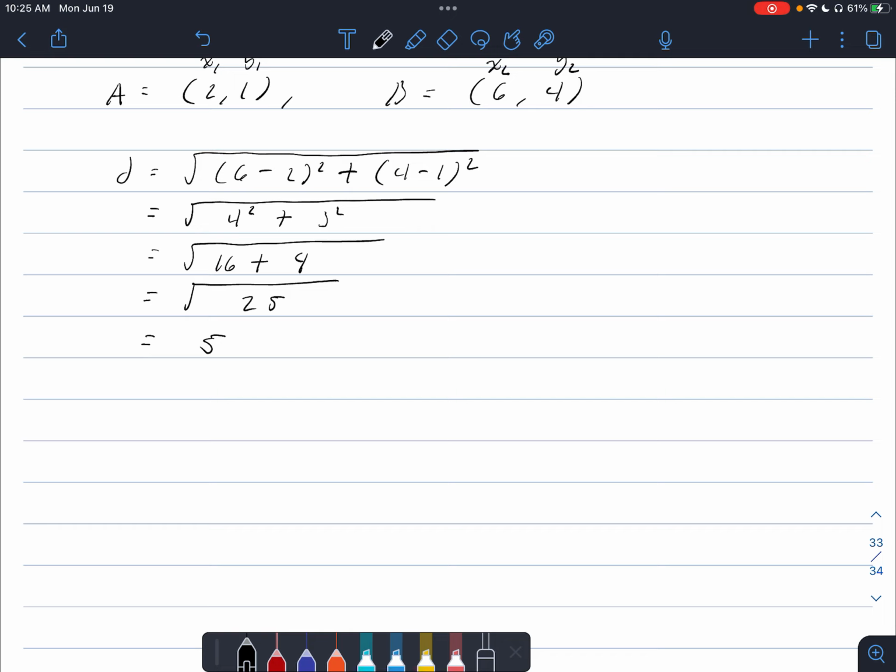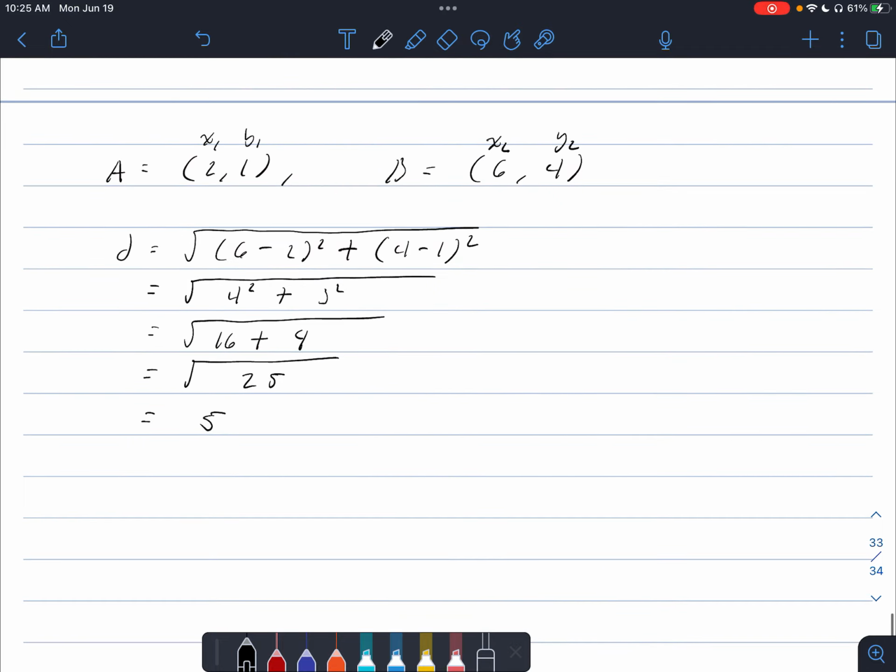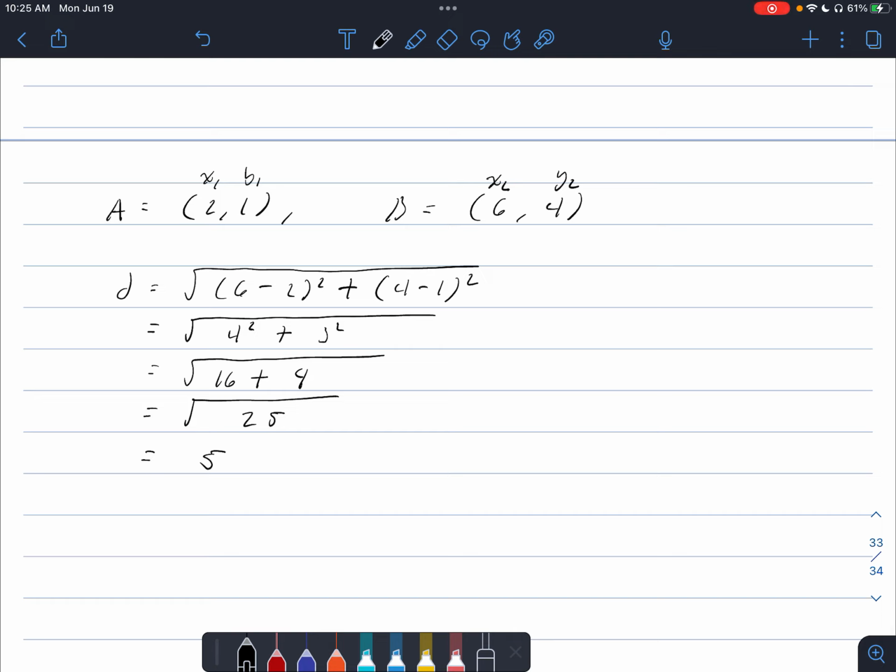And oftentimes you'll get ones that are a little more complicated. You're going to have to do some simplification of your square roots, but the gist is going to be exactly the same here for all of these. Okay, so hopefully this helps a little bit for understanding how to find the distance between 2 points in the plane.